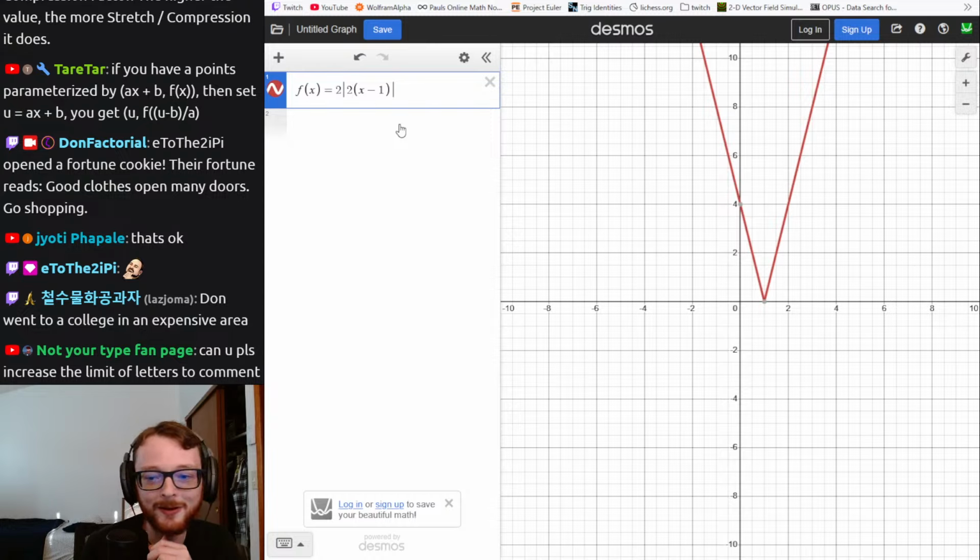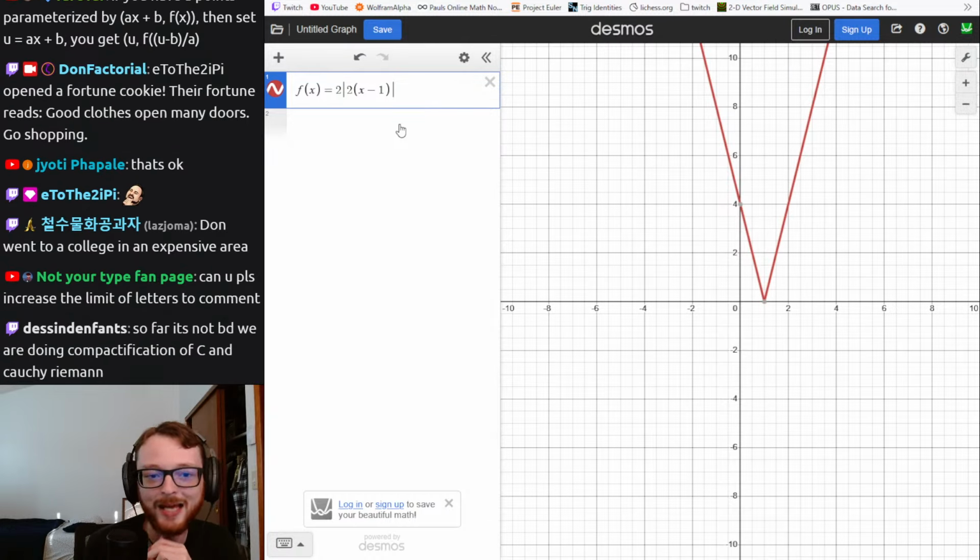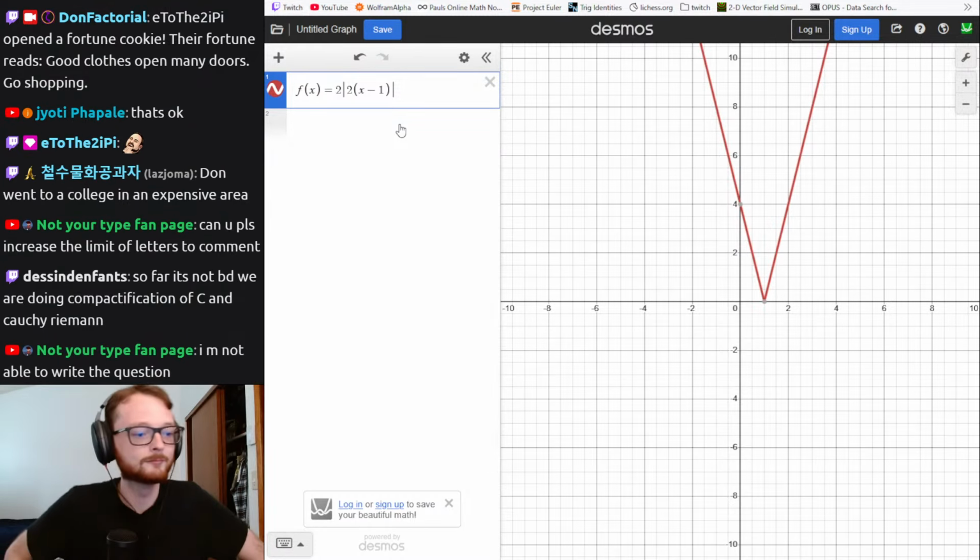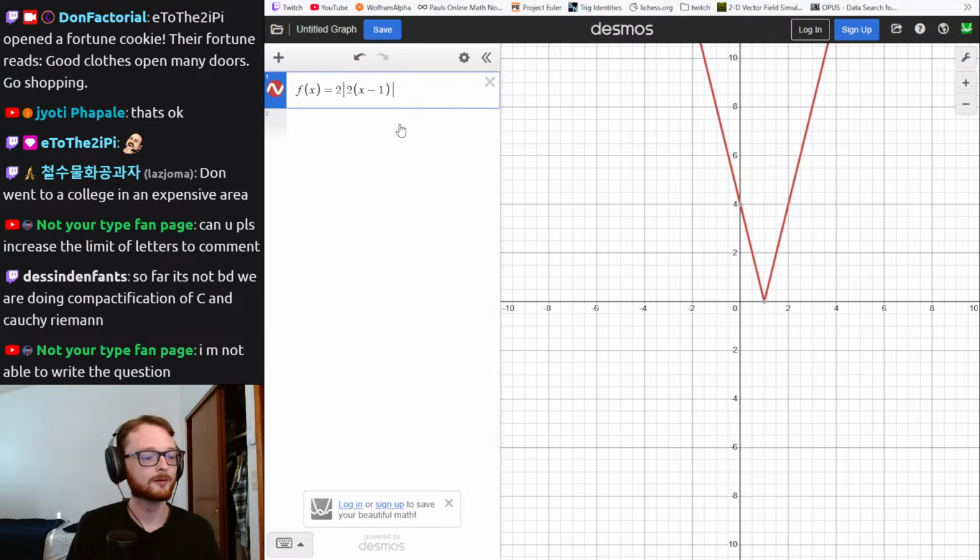My monitor, I thought I fixed it, but it's been periodically blacking out, and I don't know why. I physically cannot do that. Not your type. I'm sorry. I wish I could. Do you have points parameterized? Oh yeah, fair. If you can break it into multiple comments, then you can do that. But so that, or put it in my Discord.